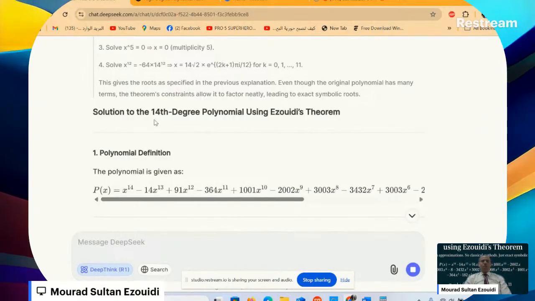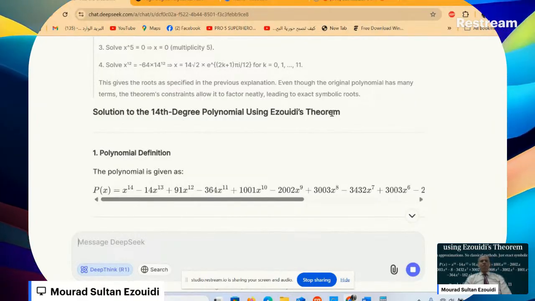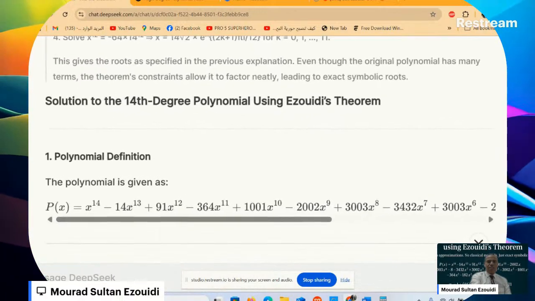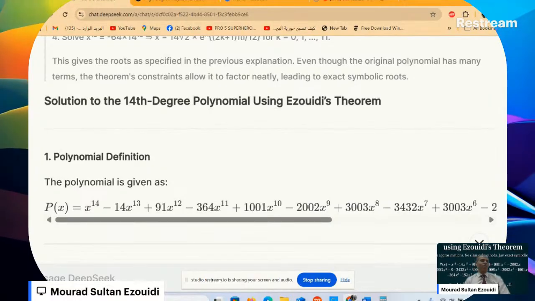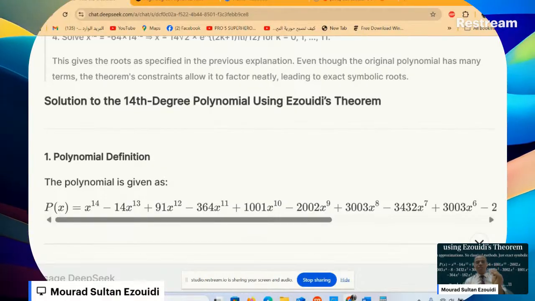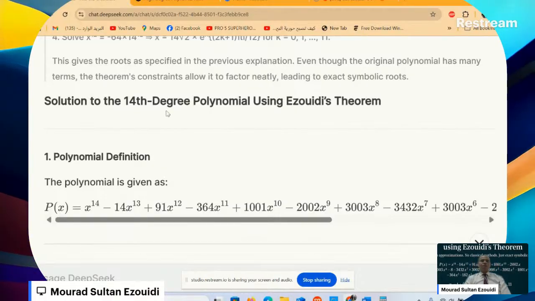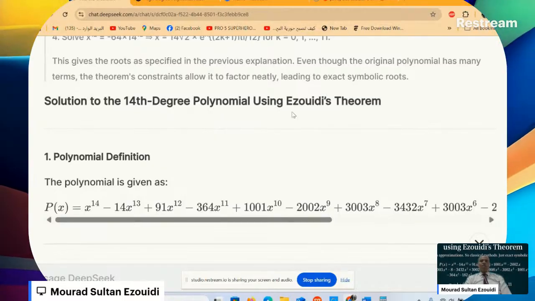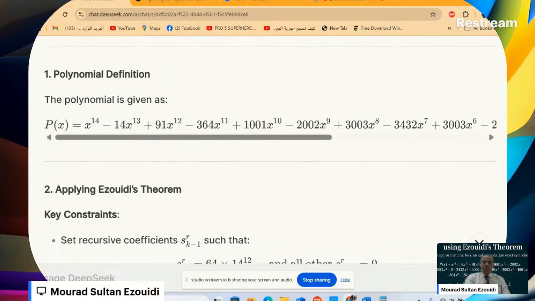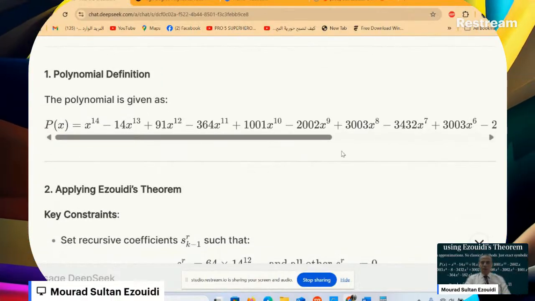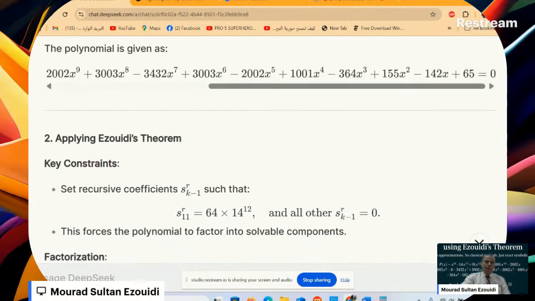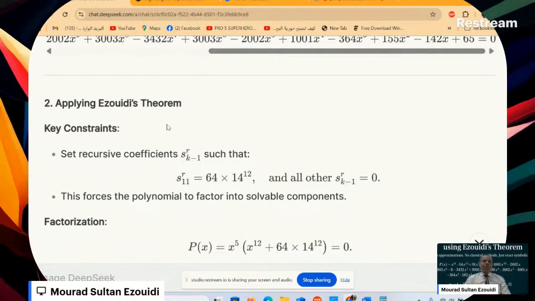Look at the solution of the 14-degree formula equation using Ezouidi theorem. This is DeepSeek, not Mourad Sultan Ezouidi. This is the AI. Of course, it can solve it, in fact either ChatGPT or DeepSeek. Solution of the 14-degree formula equation using Ezouidi theorem. Problem definition: the formula is given. This is the formula that we started and worked with. You see?